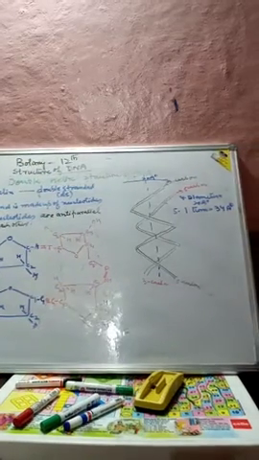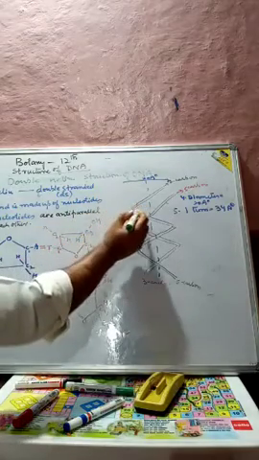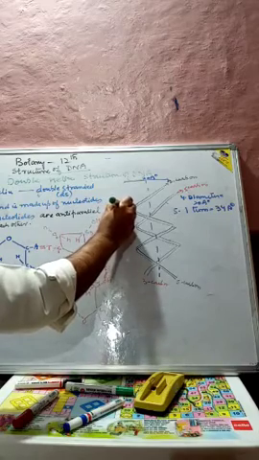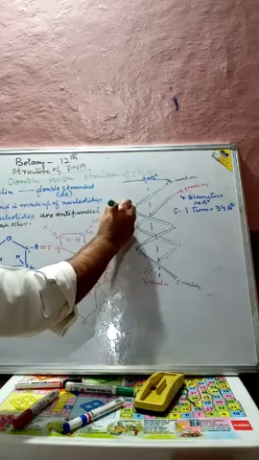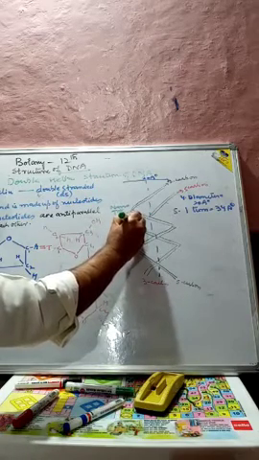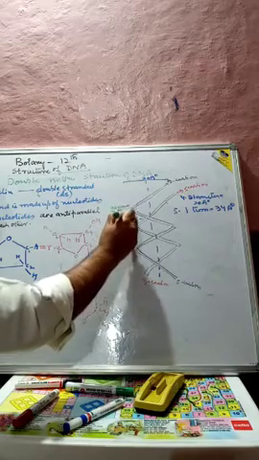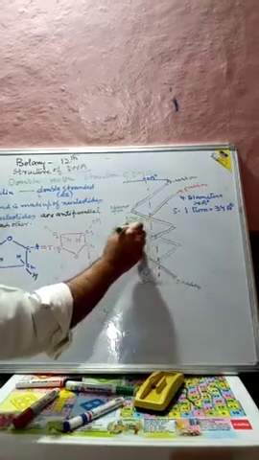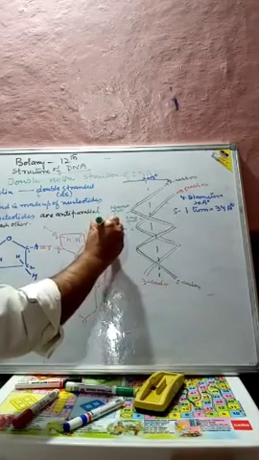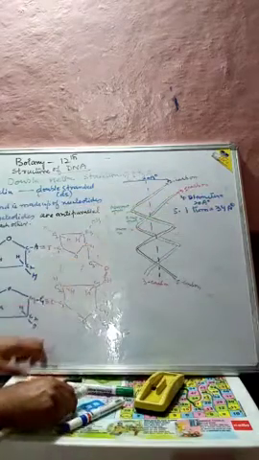In this case, we will see this is somewhat a narrow groove. But when we go to this side, this is somewhat a deep groove. On this side it is somewhat a narrow groove. Now from one narrow groove to the next, the distance from here to here is the one turn. That one turn is equal to 34 angstroms.